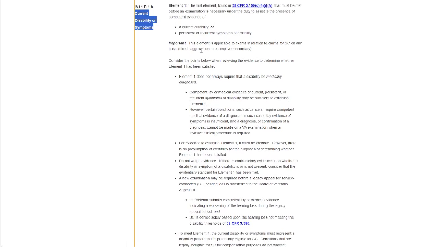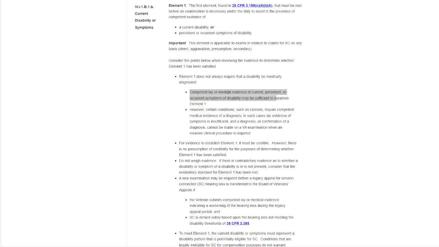And then, this essentially is the manual reference for element one. You can go ahead and look this up. Competent lay medical evidence is needed in order to actually satisfy this criteria. So if, while claiming a condition, you put knee pain, and I'm going to use knee throughout all of these examples, then that would count as what a competent lay statement from the veteran would be.